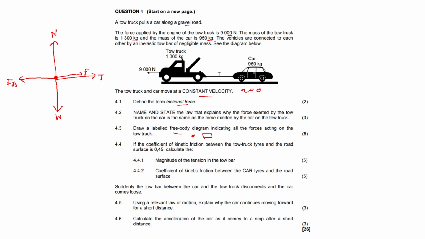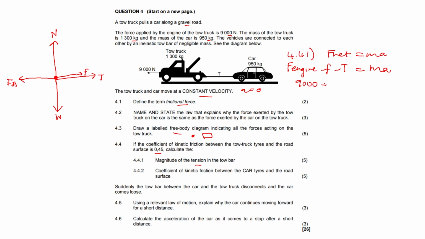4.4. If the coefficient of kinetic friction between the tow truck tires and the road is 0.4, calculate the magnitude of the tension. So we look at the tow truck. 4.4.1. We're going to use F net equals ma. We look at all the horizontal forces acting on it. So F net horizontal will be the force of the engine minus the friction minus the tension, and that equals ma. The force of the engine has been given as 900 newtons.